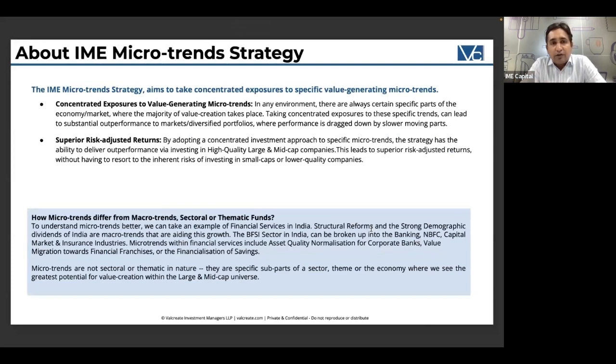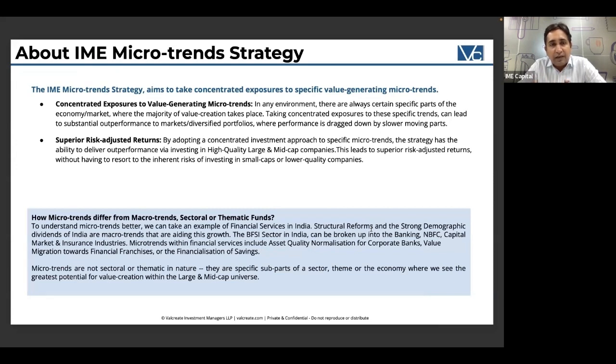So the IME microtrend strategy will basically take concentrated exposures to value-generating microtrends. Now, in any economic environment or any market environment, there are always certain specific parts of the economy or market where the majority of the value creation is taking place. There are always going to be parts which are growing faster and parts which are growing slower. By taking concentrated exposures to the specific trends with the fastest value creation taking place, you can get substantial outperformance to the overall markets or diversified portfolios, where the performance is actually dragged down by the slower moving parts.